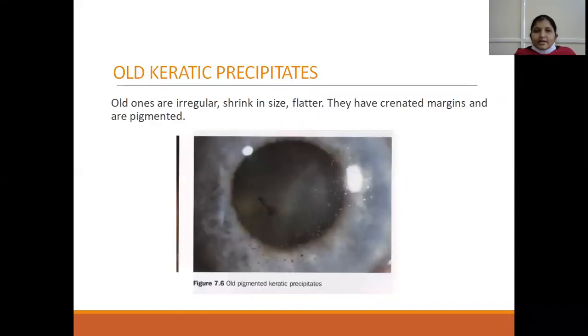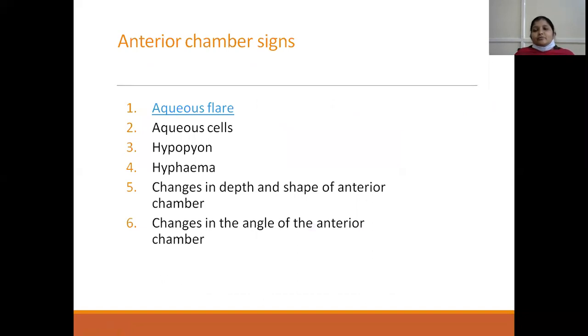Next, coming to old keratic precipitates. The old ones, they are irregular, they shrink in size, they are flatter and they are also pigmented and they have crenated margins. Now here you can see, in contrast to the small KPs which we have seen in the earlier images, these are brown in color, pigmented and they have crenated margins and they are irregular and they shrink in size. So that completes the corneal signs. So cornea, we have corneal edema, keratic precipitates and posterior corneal opacity.